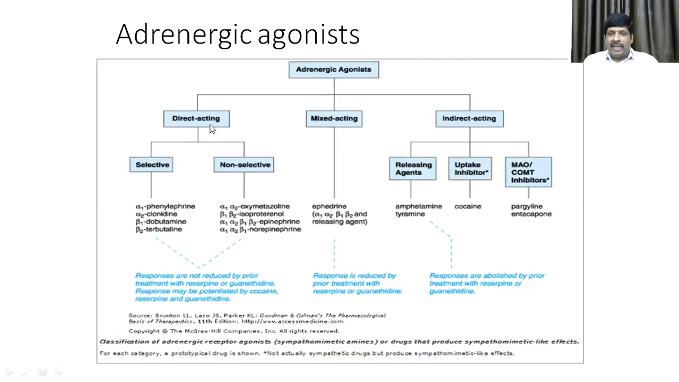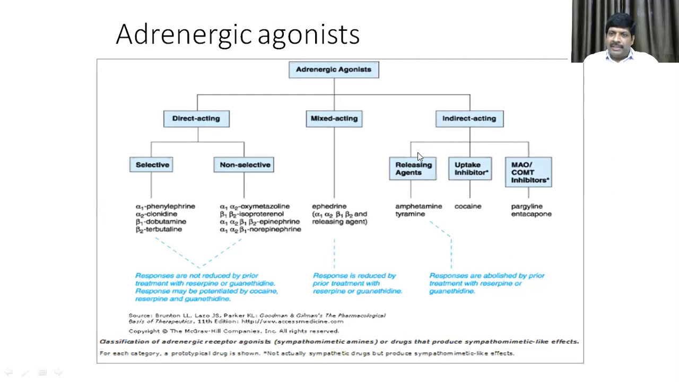That means it will have direct action and indirect action also. Indirect action, what do you mean by indirect action? It will cause the release. It will not directly bind on the adrenergic receptor. Rather, it will give the action by increasing the release of the neurotransmitter so that it can go and bind with the adrenergic receptor, leading to the effect. So it can be a releasing agent, an uptake inhibitor, or an MAO or COMT inhibitor.